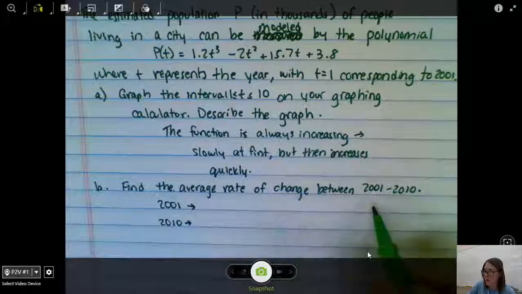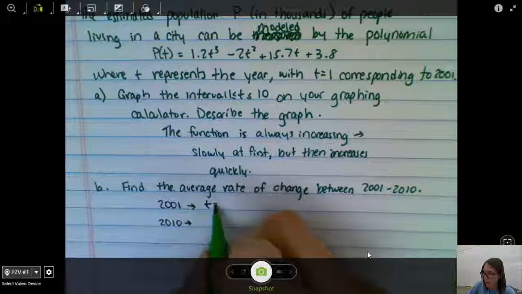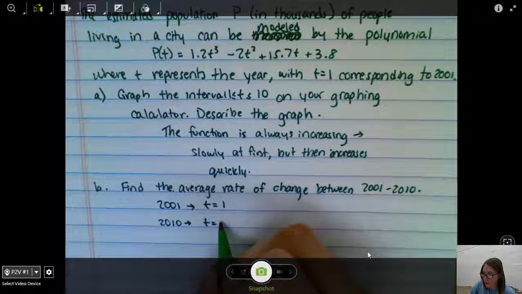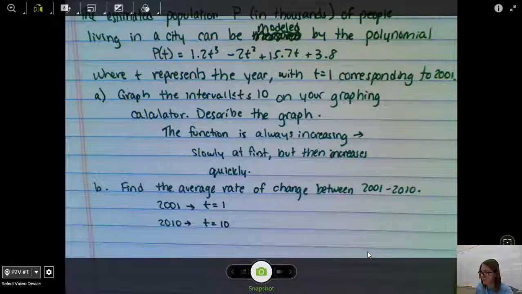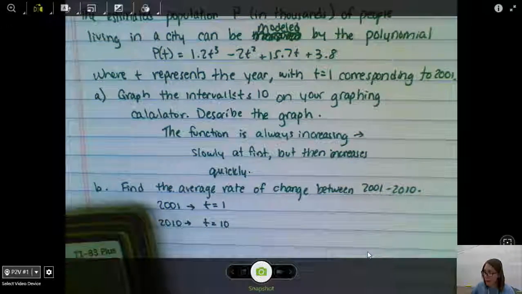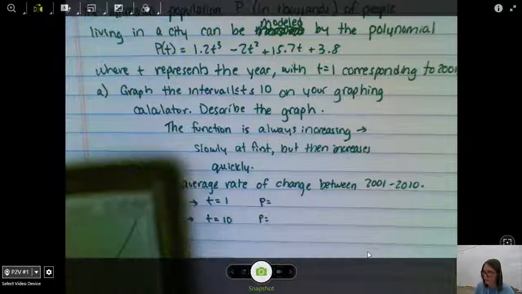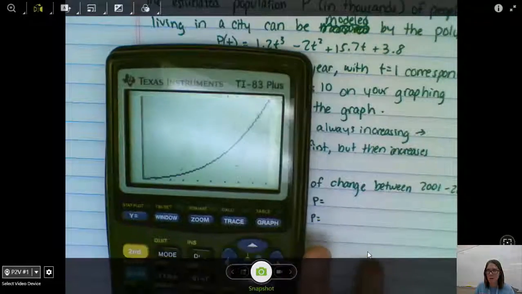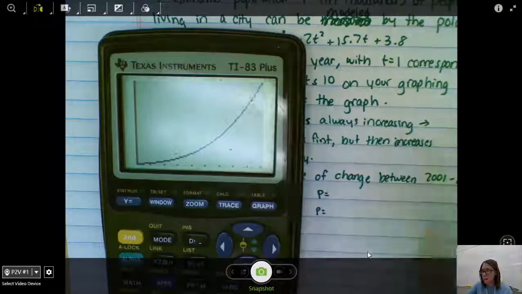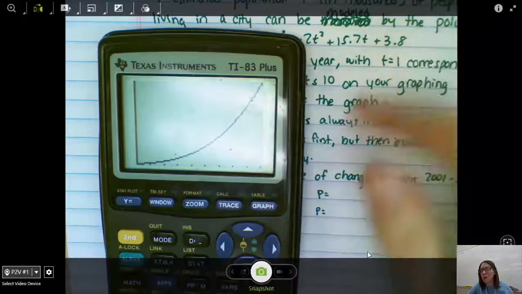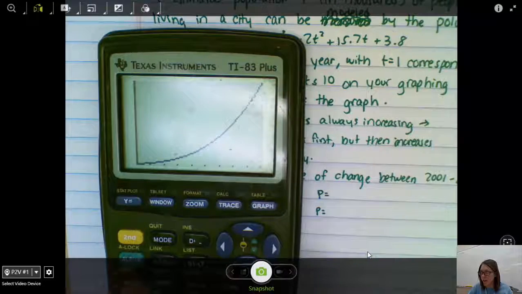And kind of keep in mind too that in 2001, my t value is going to be 1. In 2010, my t value is 10. I need to get my y value. Same as before, we can get that by either plugging 1 into my whole equation, plugging 10 into my whole equation. But since I have the graph here, we might as well use our graphing calculator.